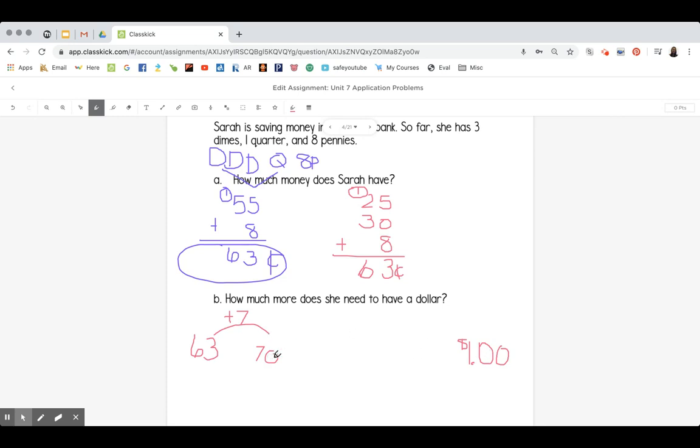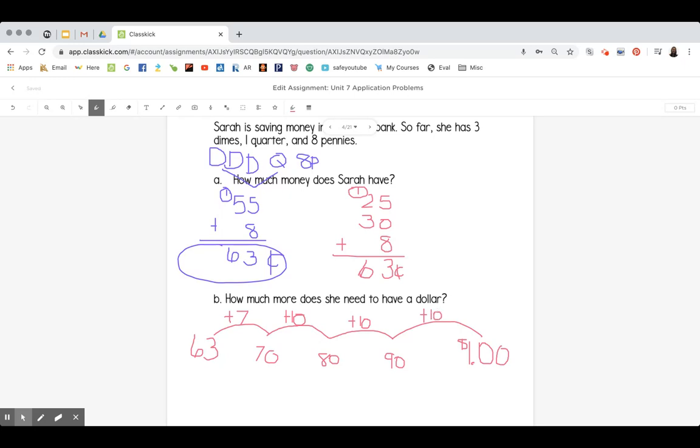Now I can go from 70 to 100. So I'm at 70, I will go 80, and I added 10 to get to that 80. And now I will need to go to 90. And again, I added another 10. And then my last jump from 90 to 100 or to $1 is also a 10.